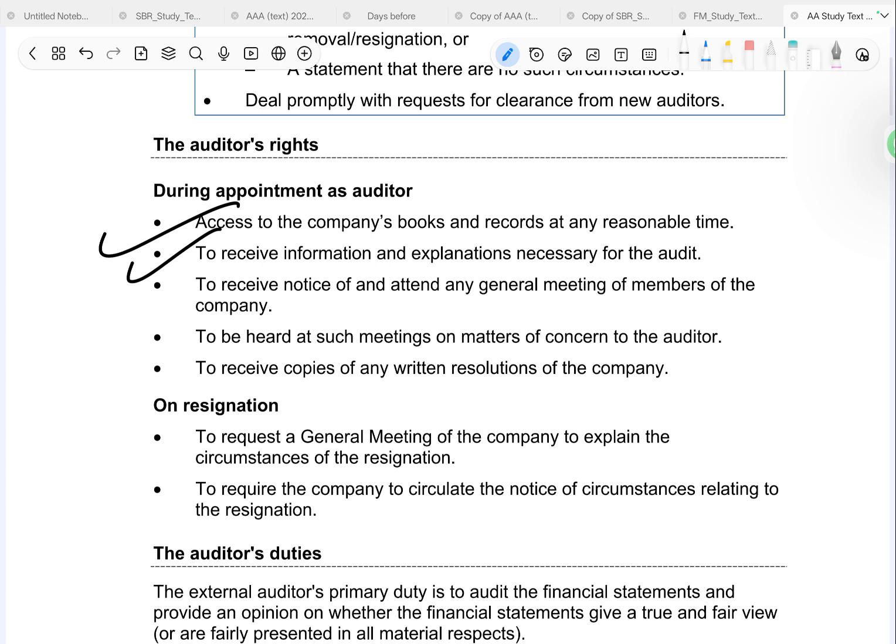Third, auditors have the right to receive notice of any general meeting of the company members. And not only that, they also have the right to attend these meetings. If necessary, the auditor can speak at the meeting on matters that concern them as auditors. For example, if there are issues relating to the financial statements or the audit process, the auditor can raise them directly with the shareholders. Another right is that the auditor must receive copies of any written resolutions of the company. This ensures that the auditor stays fully informed about the important company decisions.